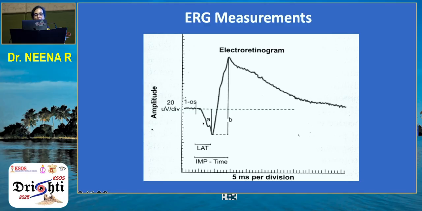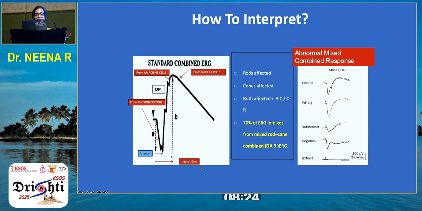So how do we interpret this? As I already mentioned, there is an A wave, then there is a B wave, and on the rising arm of the B wave, you have the oscillatory potentials. So we have to look at the latency of each wave, the implicit time, and the amplitudes. So how do we interpret? You have to look at which part of the ERG is grossly affected. Is it the rods which are affected? Is it the cones which are affected, by looking at whether the light responses are affected maximally or the dark responses are affected maximally, and whether both are affected. And remember that if you look at the maximum rod cone response, that is a dark adapted 3.0 ERG, you get most of the information from that. 70% of the information is got from that response itself.